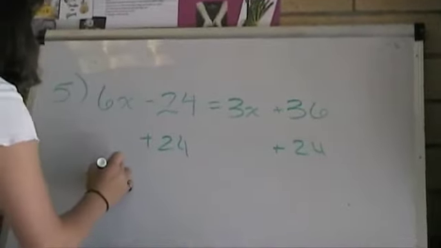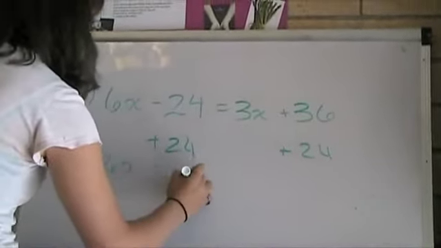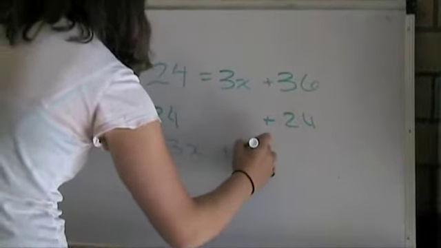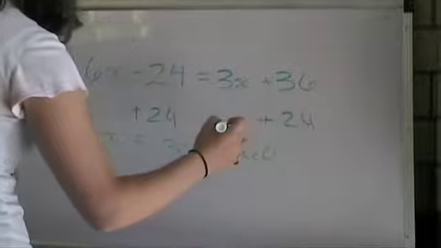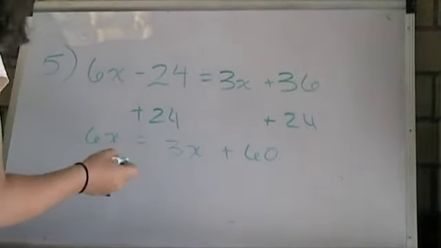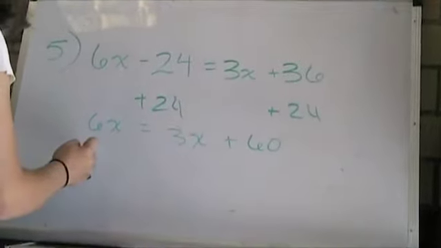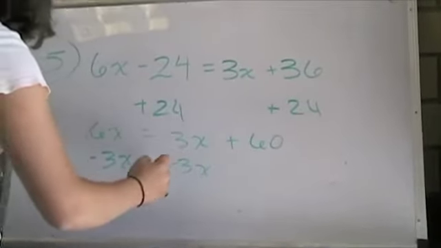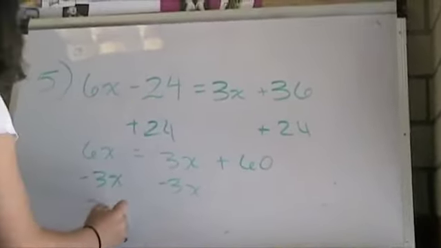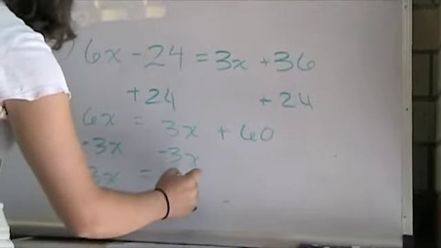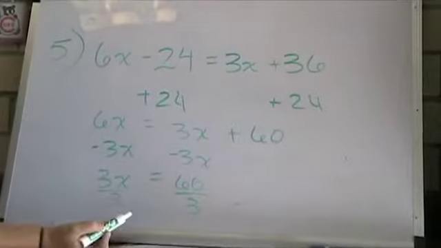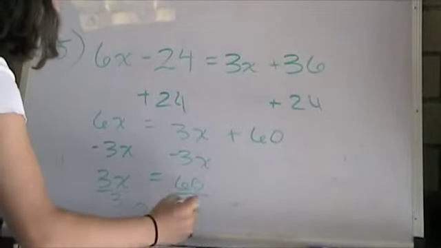So you add 24 to each side, and you get 6x equals 3x plus 60. Then you take away this 3x, so you take away 3x from each side, and you get 3x equals 60. Divide each by 3, and you get x equals 20.